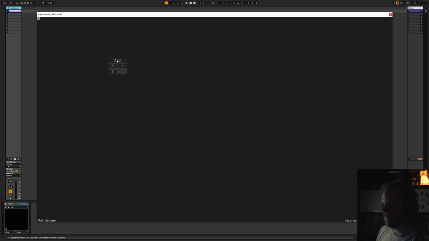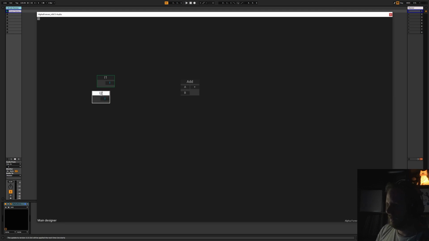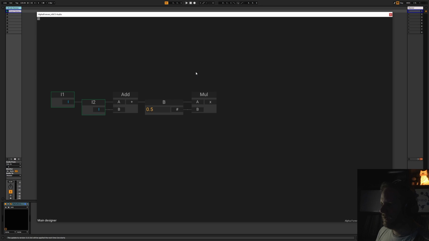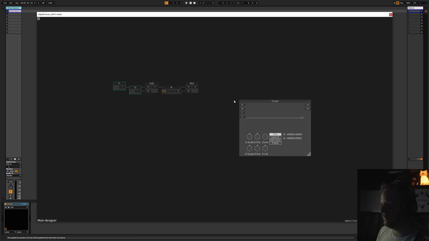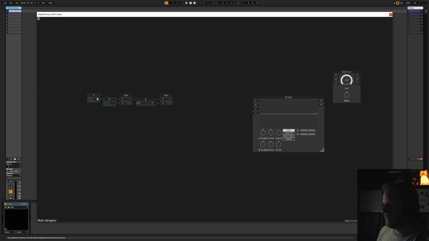So we are going to need two inputs. One is going to be I1, the second one is going to be I2. And we are simply adding the two signals together, so we will work in mono. And since this is added together, we multiply by 0.5, or divide by 2, so we do not get the level too high. The next thing we will need is a scope, so we can see what we are doing, and also a gain in here. And I'm going to plug these in the two inputs like this.